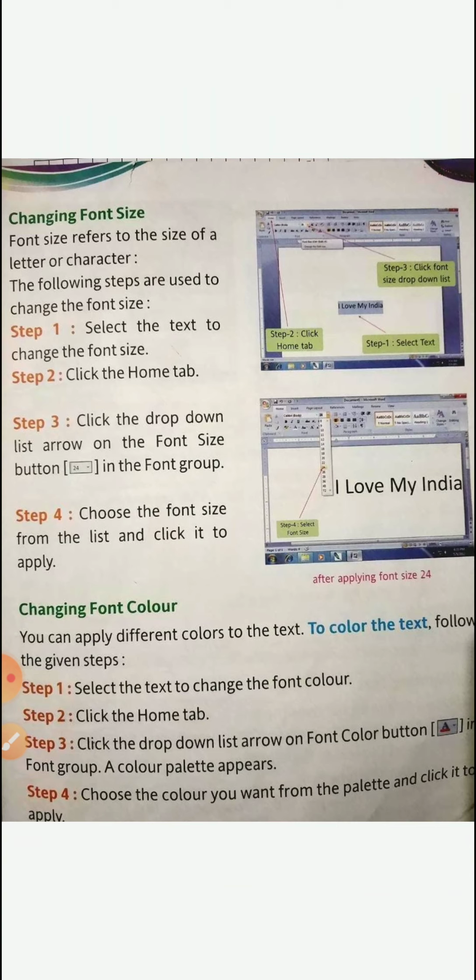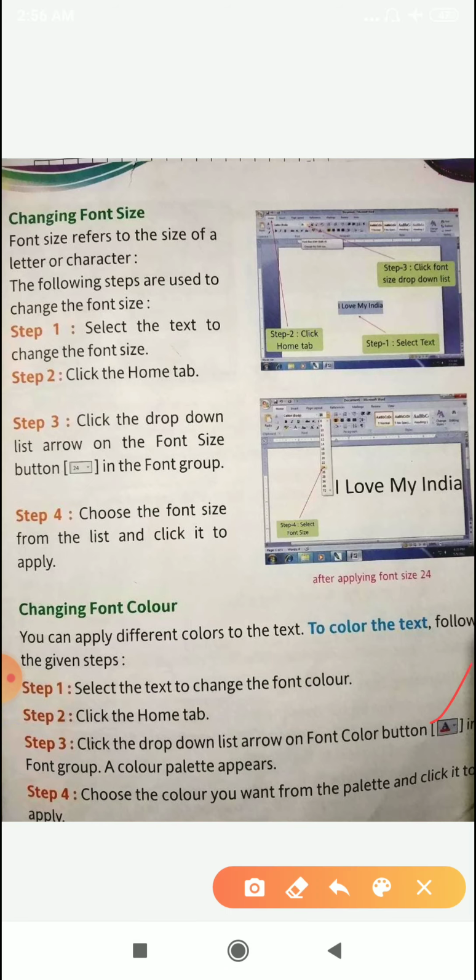Now changing font color. If you want to change the font color, how will you do it? Step 1, select the text to change the font color. Whatever text you want to change the color of, you have to select that. Then step 2, click the Home tab. Step 3, click the drop-down list arrow on the font color button.